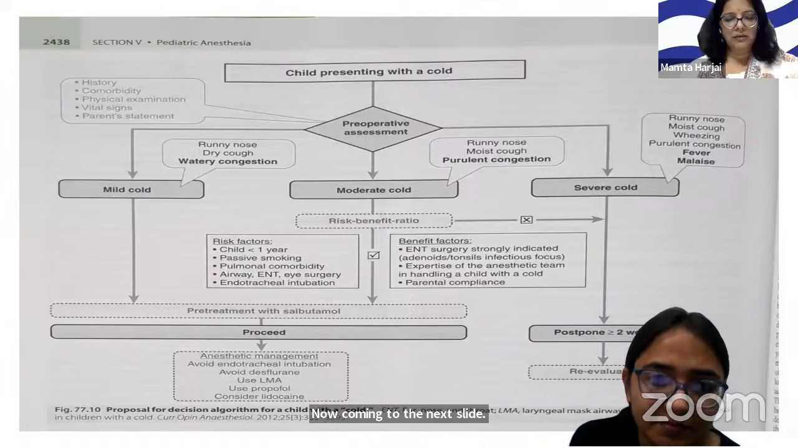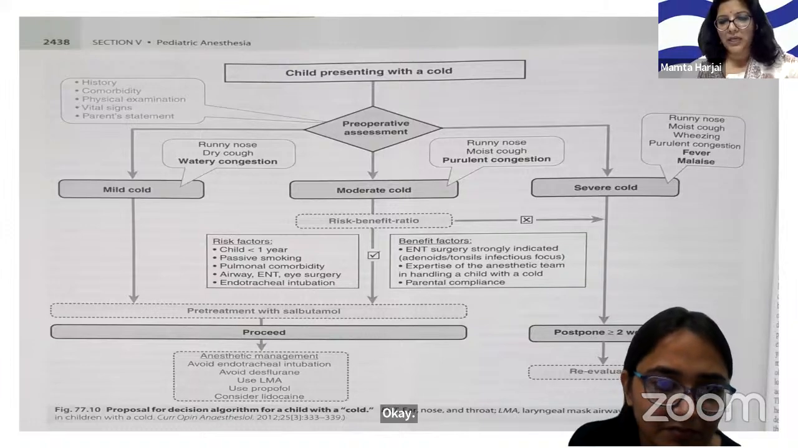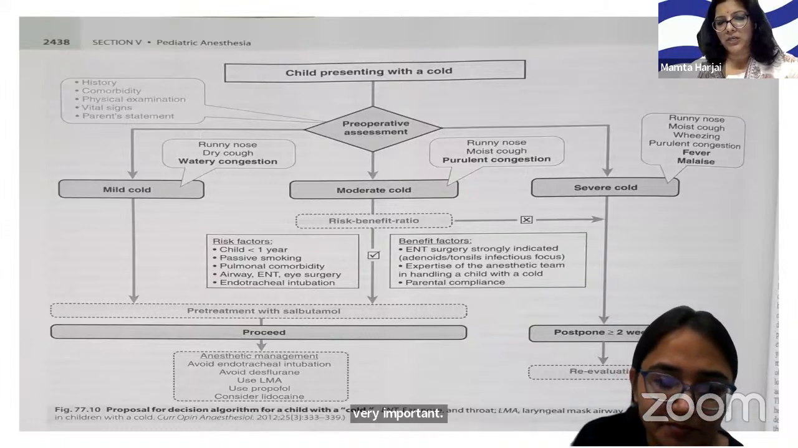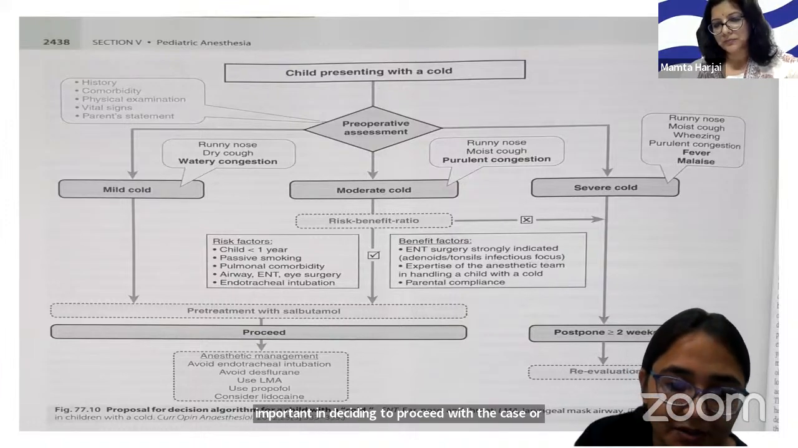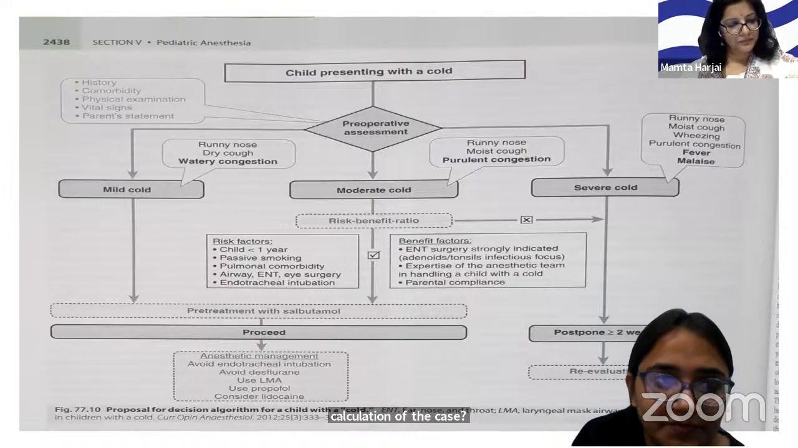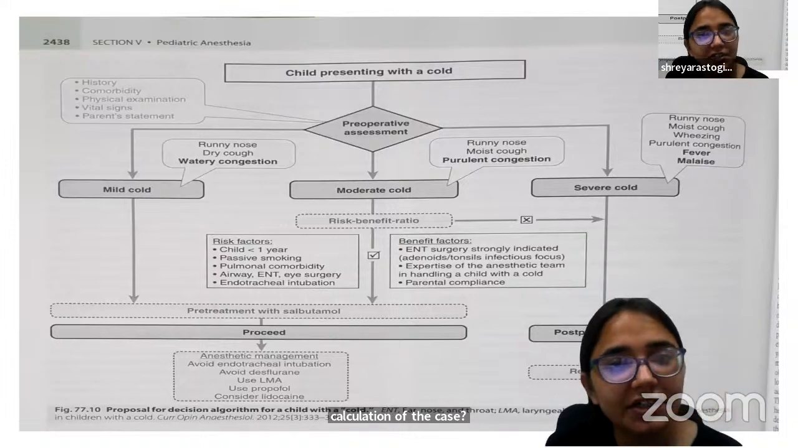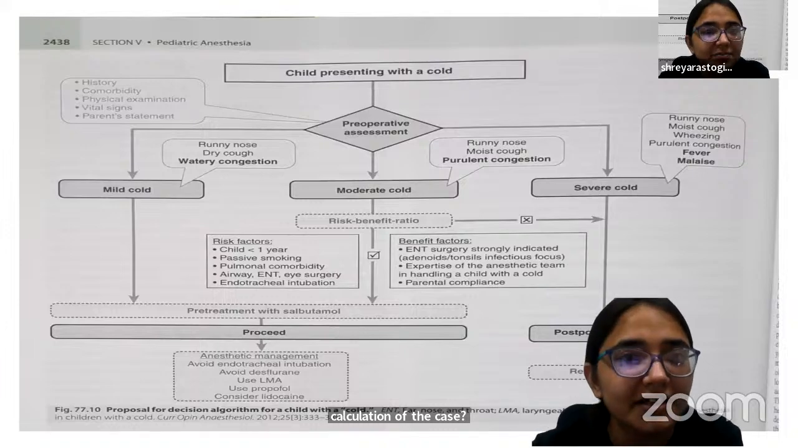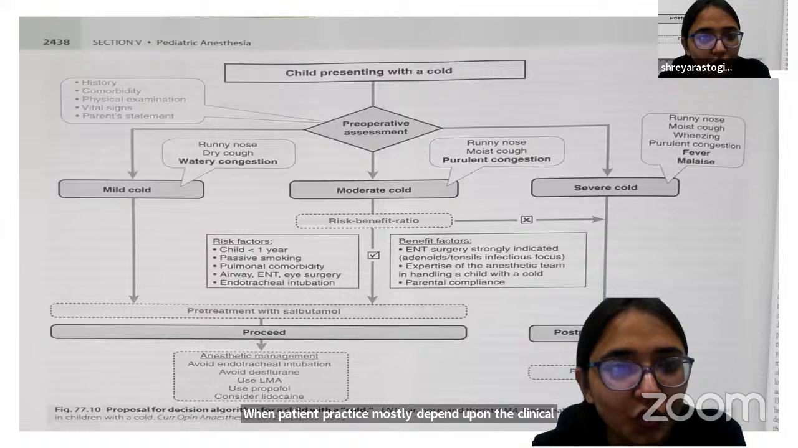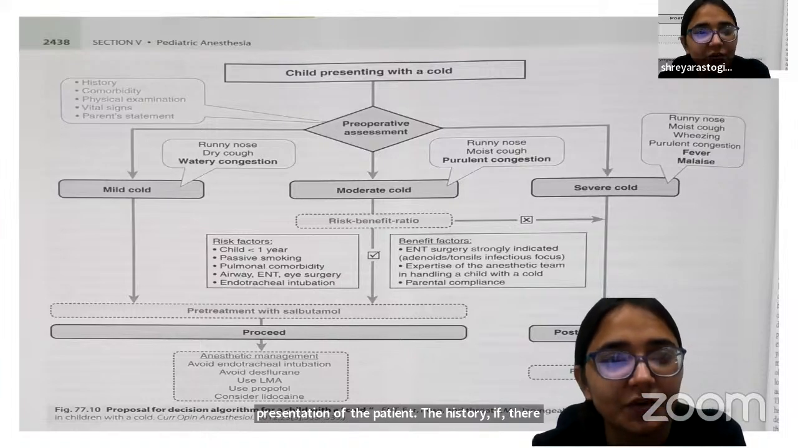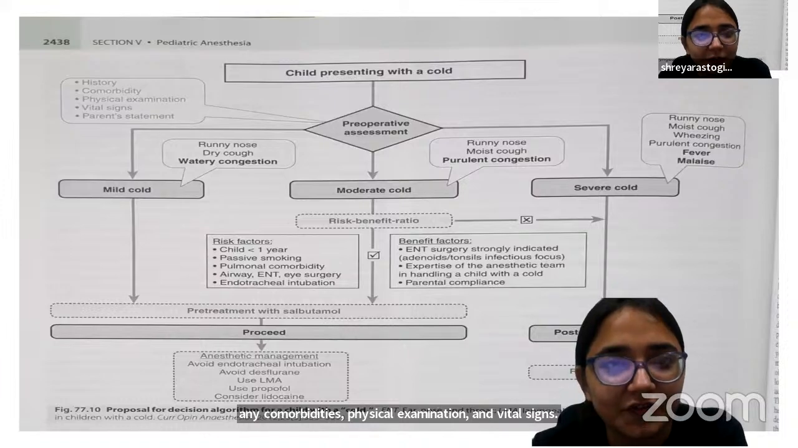Okay, now you said that the patient factors are very important. Can you explain how the patient factor is important in deciding to proceed with the case or cancellation of the case? Yes. Ma'am, patient factors mostly depend upon the clinical presentation of the patient, the history, if there are any comorbidities, physical examination, and vital signs. Plus, the most important thing is the consent of the parents.